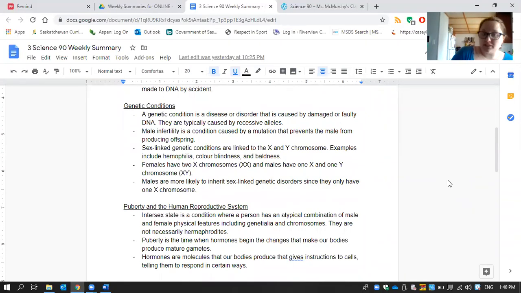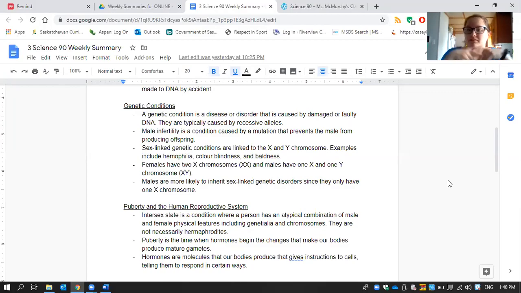Male infertility is a condition caused by a mutation that prevents the male from producing offspring. Obviously that can't be passed down to its offspring because it can't produce any. We looked at that in the Kahoot. Sex-linked genetic conditions are linked to your X and Y chromosomes, the chromosomes that determine the gender of the offspring. Some examples of sex-linked genetic conditions include hemophilia, color blindness, and baldness.